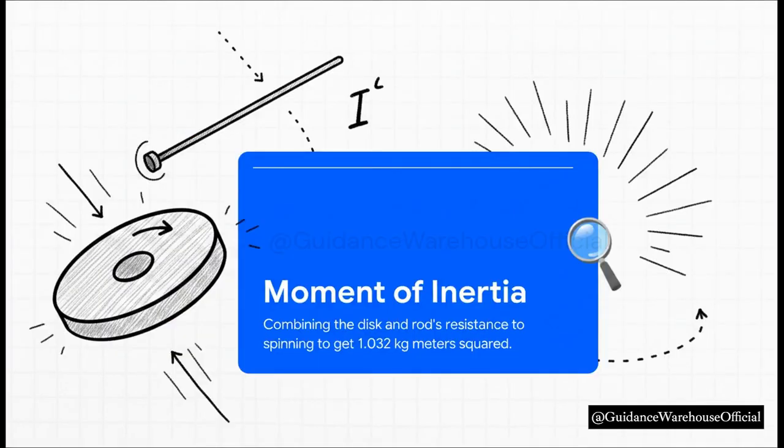Now, to figure out exactly how fast they spin, we need to know how much they resist that spinning, meaning their combined moment of inertia. We just take the disk's point mass formula, that's mr squared, and combine it with the rod's rotation formula, capital M r squared over 3. When we plug in our masses and lengths, we get a total combined moment of inertia of 1.032 kilogram meters squared.